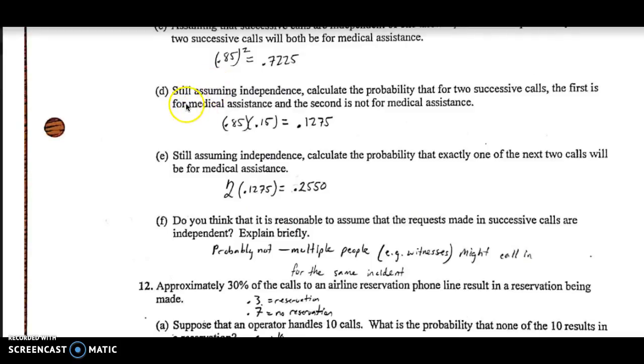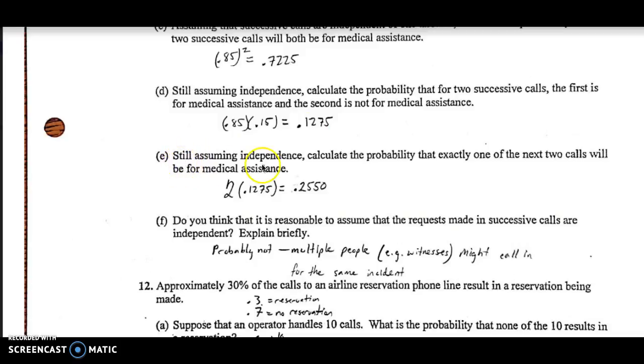Part D, still assuming independence, calculate the probability that for 2 successive calls, the first is for medical assistance and the second is not for medical assistance. So medical assistance 0.85 times the second one 0.15 gives you 0.1275.